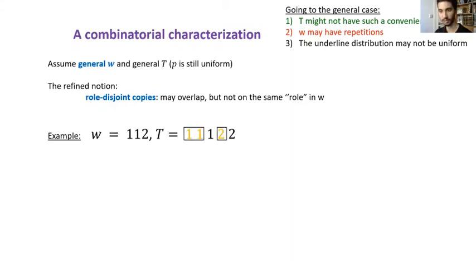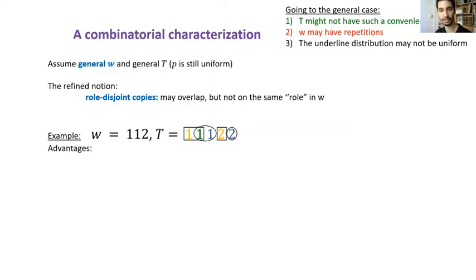For example, this text contains a first copy of W and a second copy of W, but these copies are not disjoint. They are not disjoint because their shared symbol, this one, is the second symbol of W in the first copy, and the first symbol of W in the second copy.